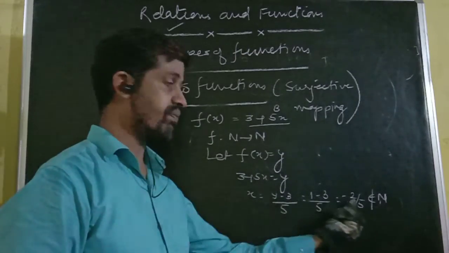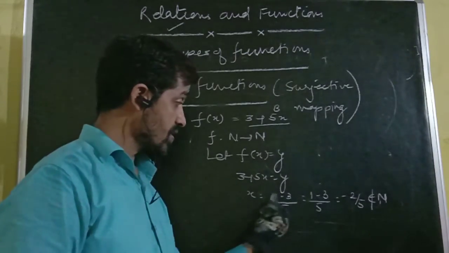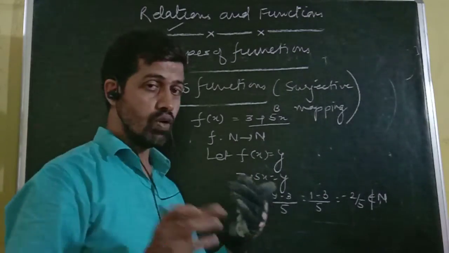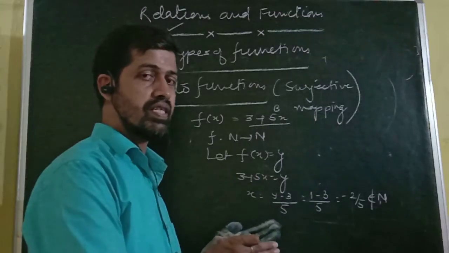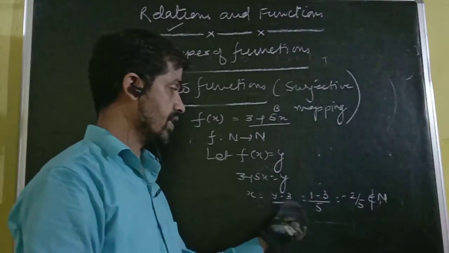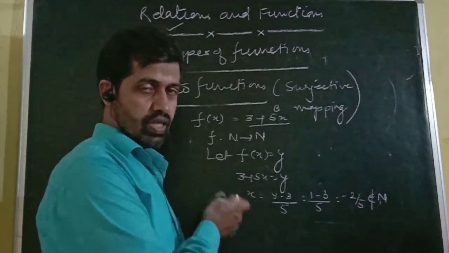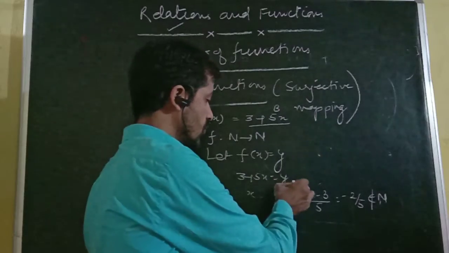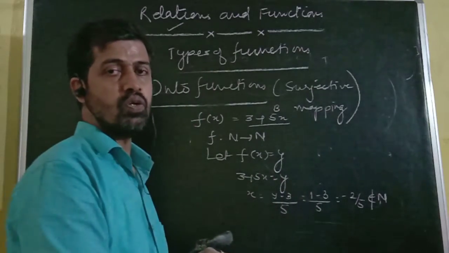Likewise, 2 is not having a pre-image. Likewise, 3 is not having a pre-image. So what we discussed in the definition of onto is that each element should have a pre-image. We find that the elements 1, 2, 3 do not have pre-images, so this function is not onto. That's how we can check onto.